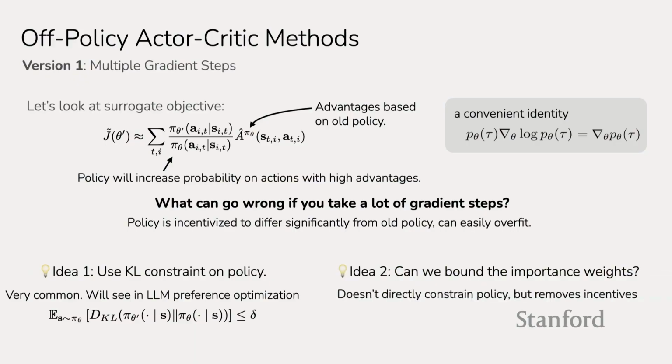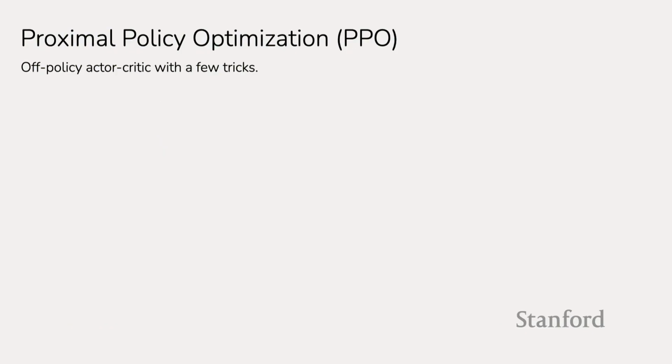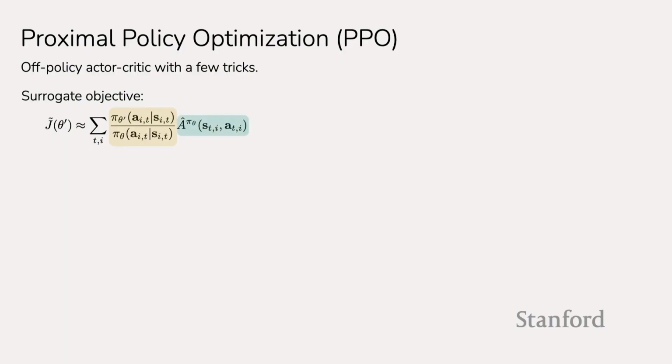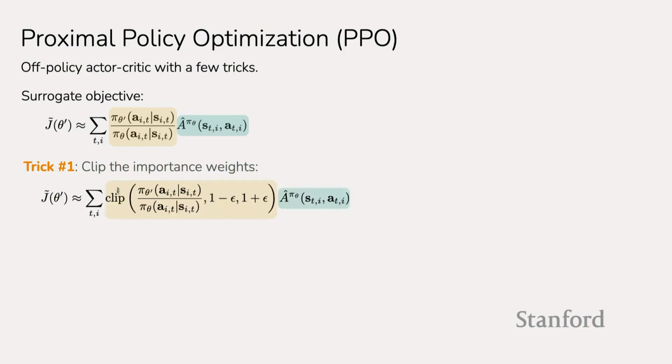Okay, so this idea of bounding the importance weights is one of the key ideas behind PPO, which is a popular RL algorithm. If we were to put this clipping into practice, we could take our surrogate objective and replace the importance weights by the clipped importance weights right here in order to get a modified surrogate objective.